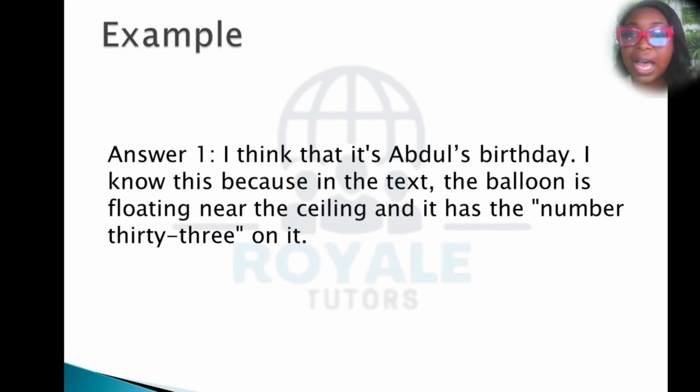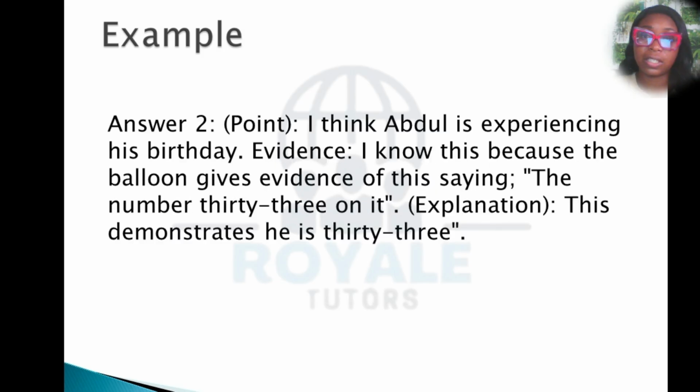Now, answer 1. I think that it's Abdul's birthday. I know this because in the text, the balloon is floating near the ceiling and it has the number 33 on it. Now, this is a fair answer because it has the point and then it has the evidence to an extent. But this is not a full answer. This is not what you expected to do. All right, so let's look at the second answer and see.